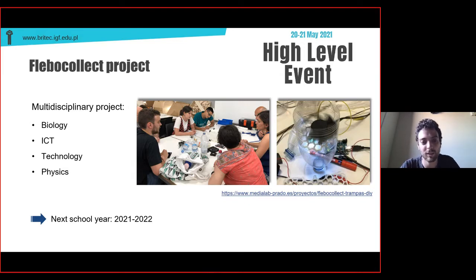This is a picture of a multidisciplinary work group. There's me over there, and one of the teachers. The researcher is also there. And there are also some university students, and we were working together to design the do-it-yourself trap and also to design the educational guidelines of the project.